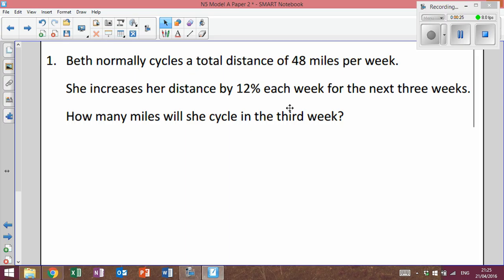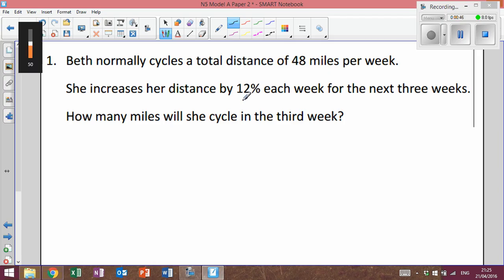Okay, so Beth normally cycles a total distance of 40 miles per week. She increases the distance by 12% each week for the next 3 weeks. How many miles will she cycle in the third week? Okay, so this is essentially a compound interest question. It's increasing the distance by 12% each week. Well, that 100% is also increasing. So that's something you have to think about.